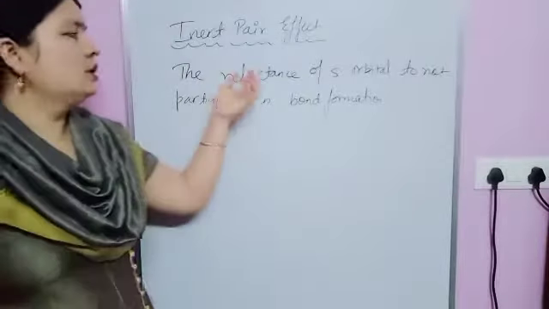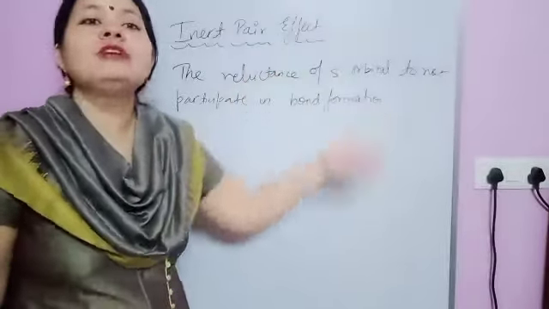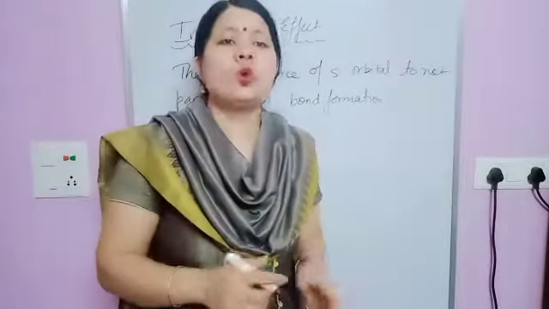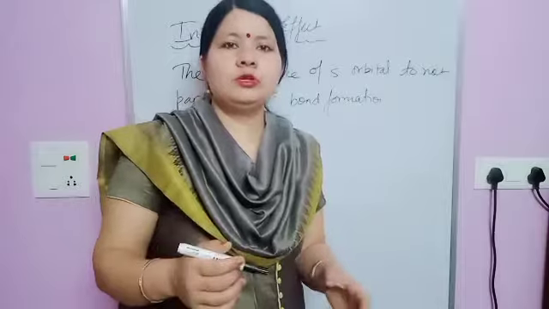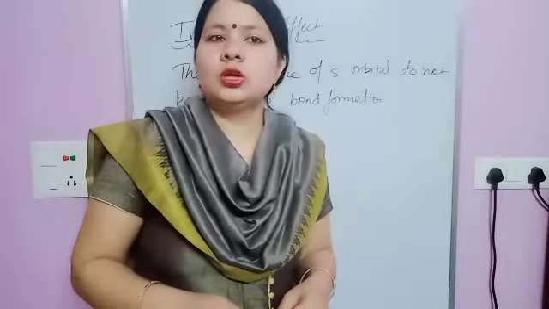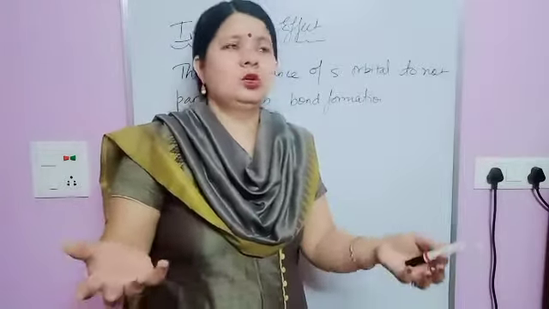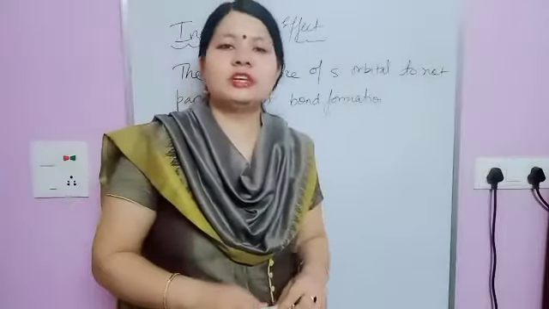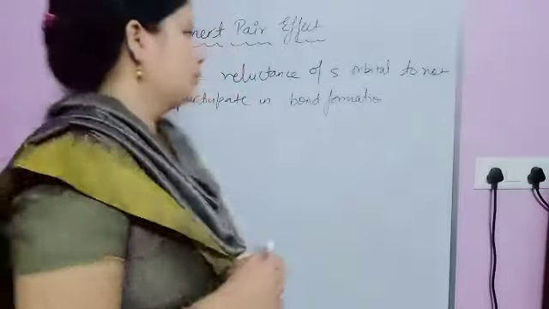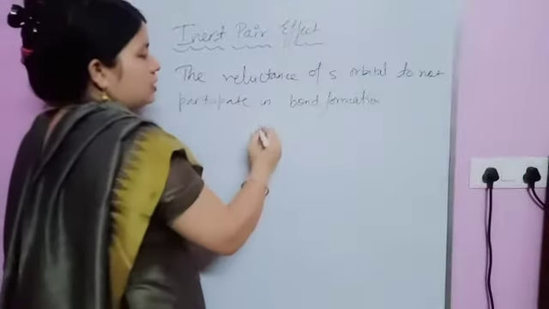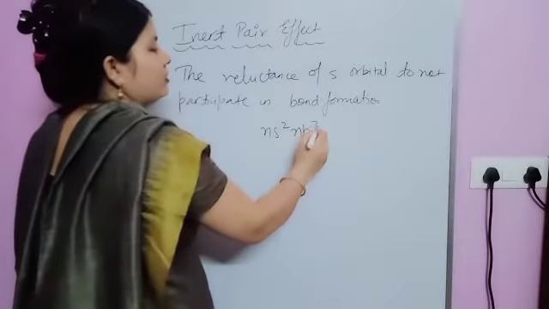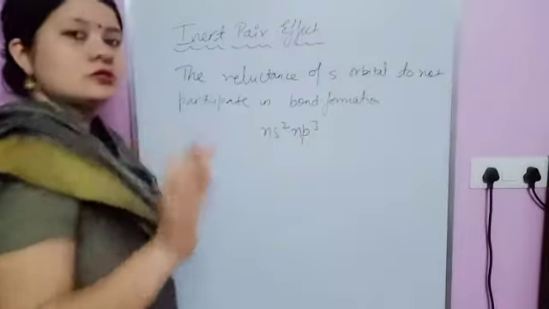Reluctance means unwillingness. In the inert pair effect, the s orbitals in p block elements are not willing to participate in bond formation, just because of the poor shielding effect of d and f orbitals. The general configuration for the 15th group is ns2 np3.